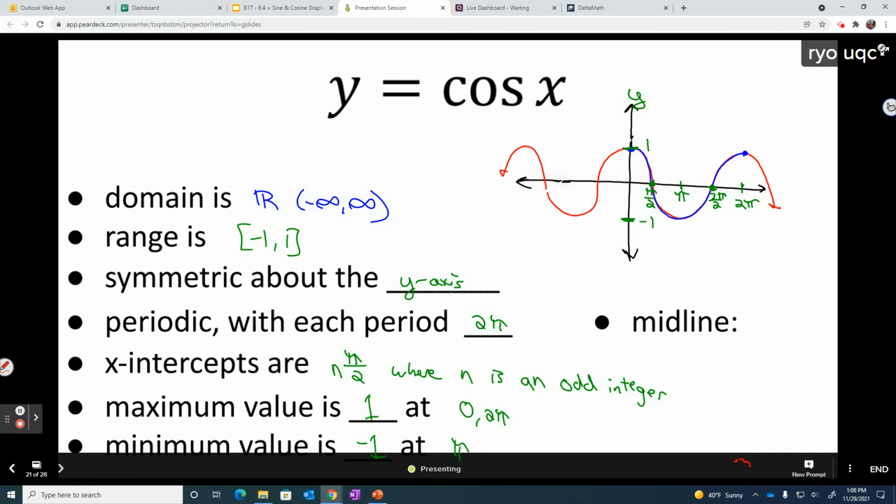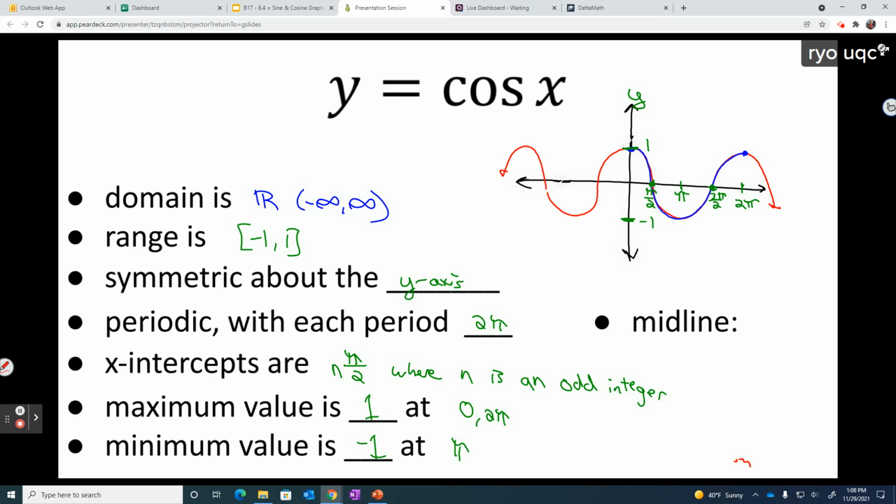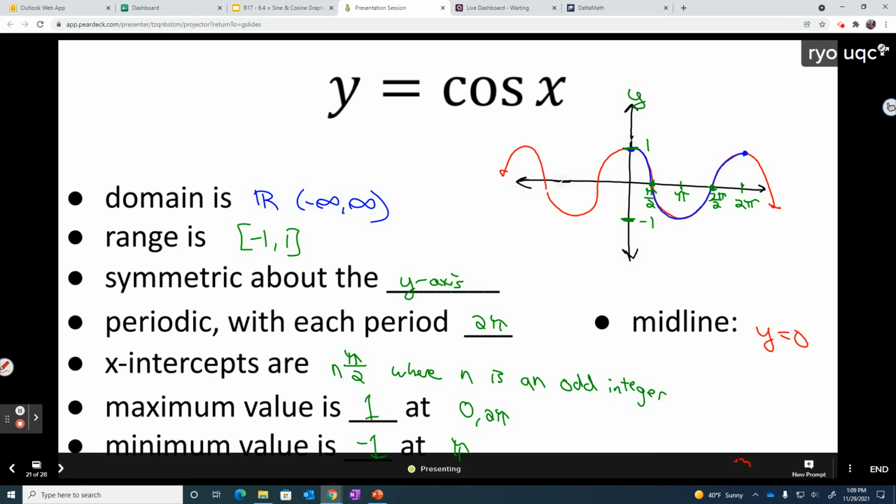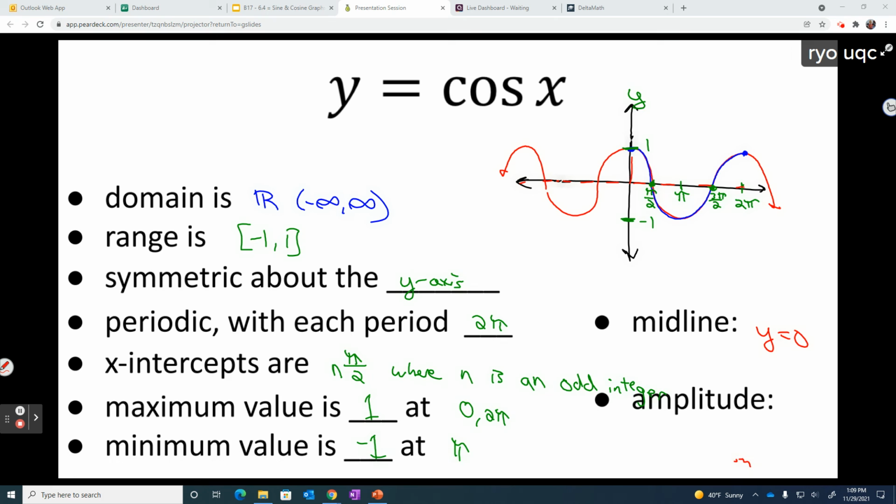The last 2 things which we're going to look at here are the midline and amplitude. The midline is the same, goes right through at 0. And the amplitude is also the same. So the amplitude from the midline to the top is still a distance of 1, and to the bottom. So that's the parent function. That's all you really got to write down.